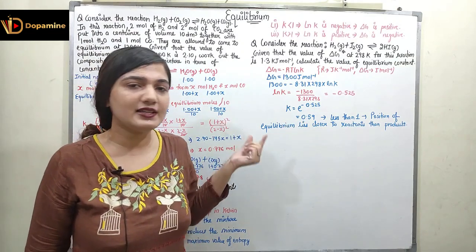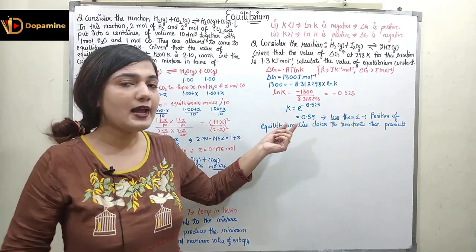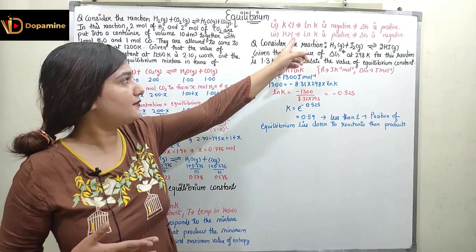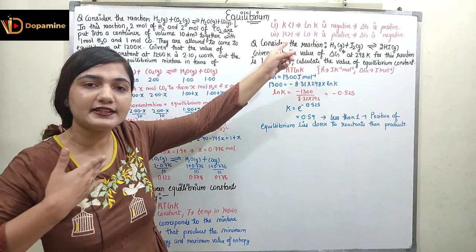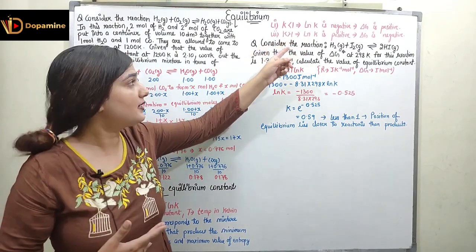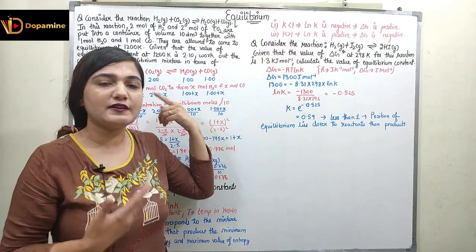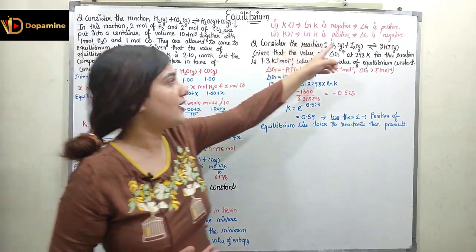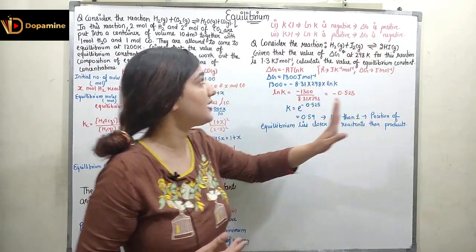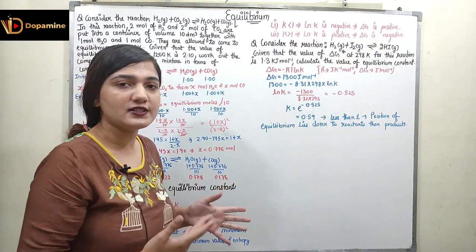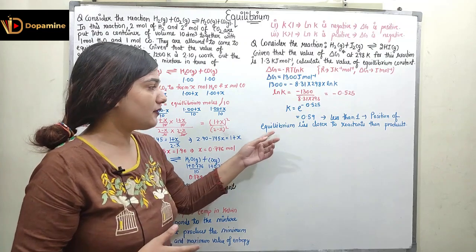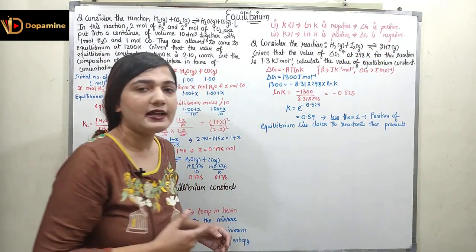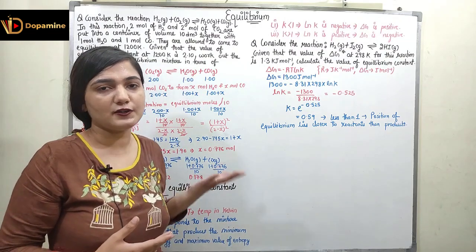So you can see the value of K is less than 1. So the position of equilibrium lies closer to the reactants than the products. So when K is less than 1, the position of equilibrium is closer to the reactants. When the K value is greater than 1, the position of equilibrium will be away from the reactants. It would be closer to the products. So now here we can assume this in terms of delta G as well. When delta G is positive, the position of equilibrium lies closer to the reactants, and when delta G is negative, the position of equilibrium will be lying closer to the products.